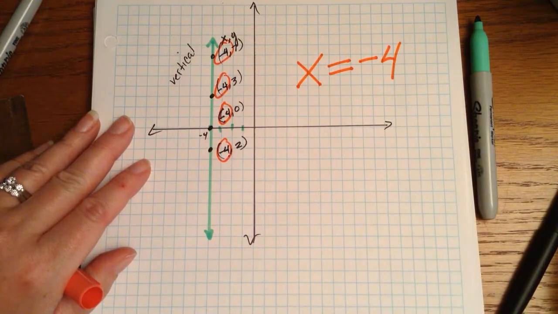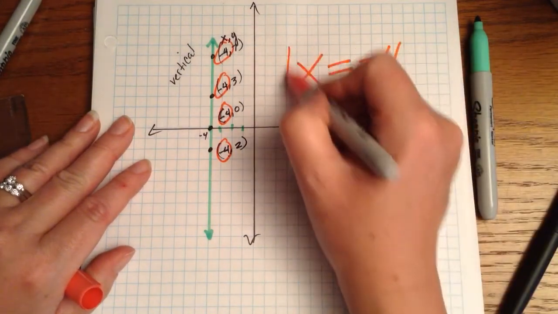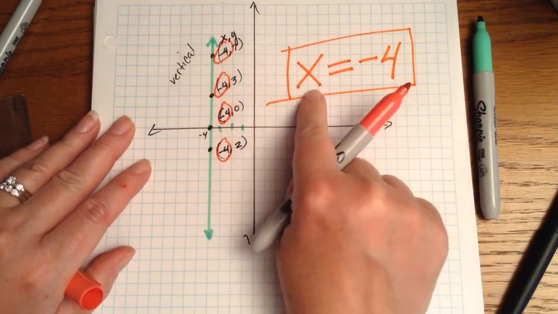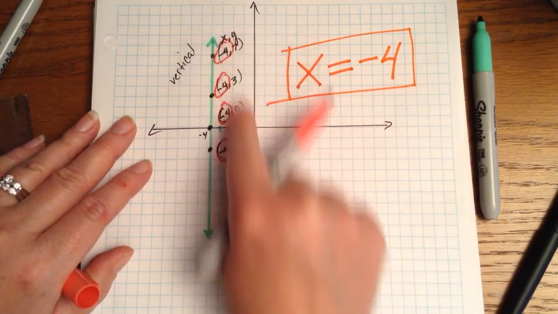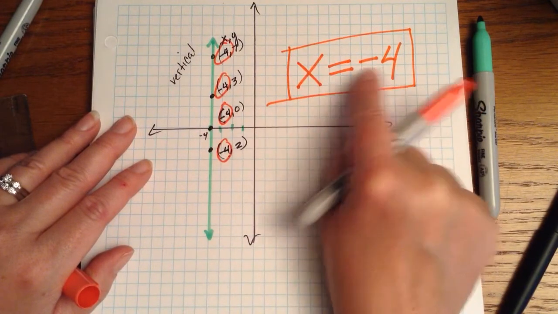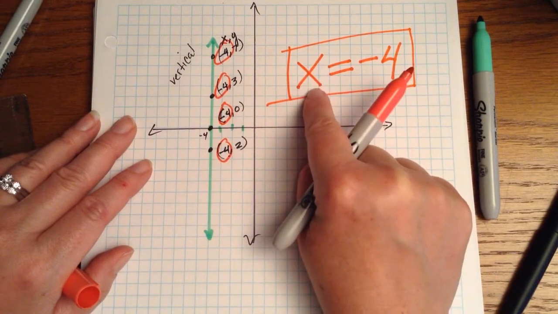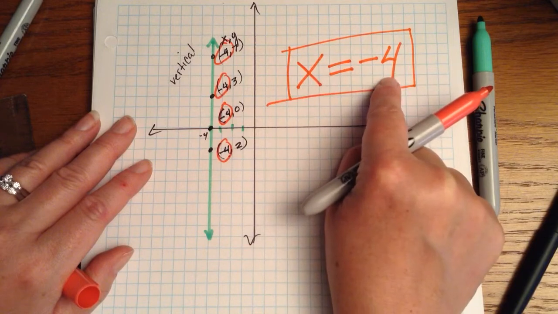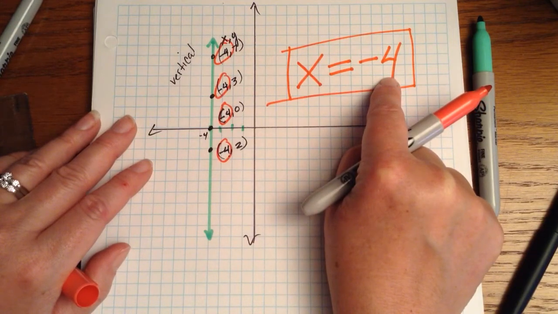There it is. For a vertical line, it's not y equals. The y's are running around willy-nilly doing whatever they want. We lock in the x value. For a vertical line, it is x equals -4. Yes. Now, I want you to notice something here.